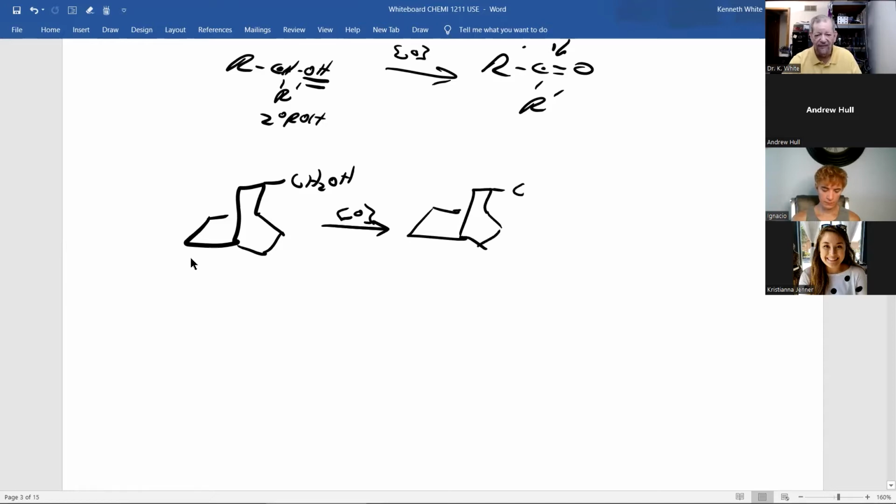Which I did. To make this aldehyde, and I did. It helped prove the theory we were proposing, and it was correct. It wasn't a theory, it was a fact.